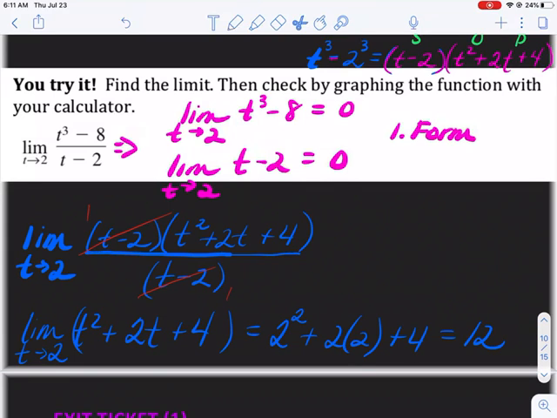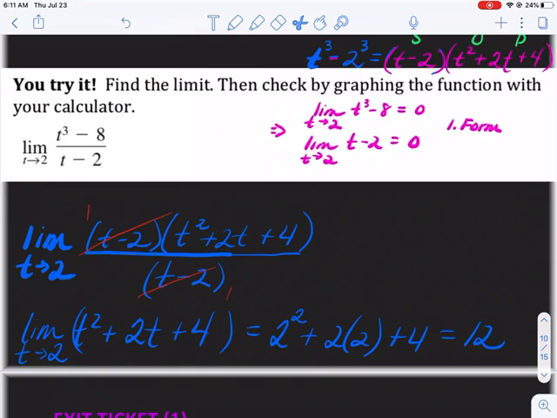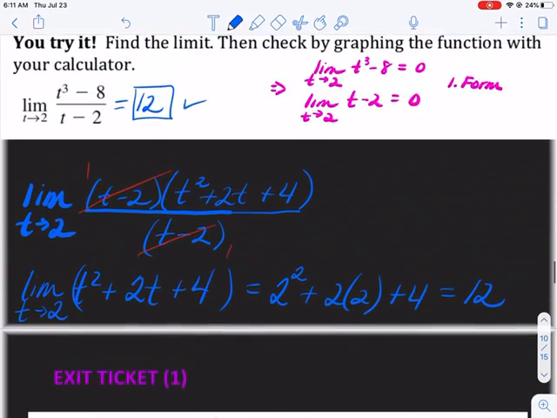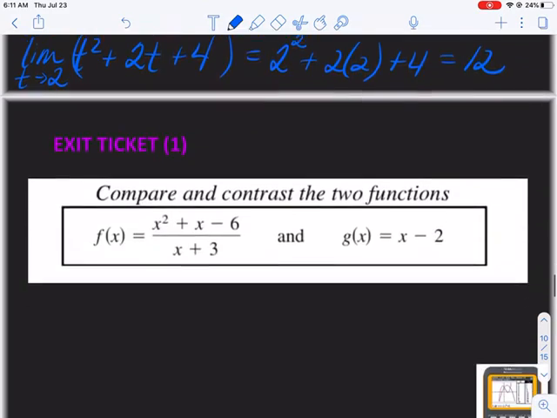So the answer for our limit, and this around here is a little smaller, so the answer for our limit then is equal to 12. Again, you could verify this on a graph as well. Check using that. I'm just going to leave that up to you.